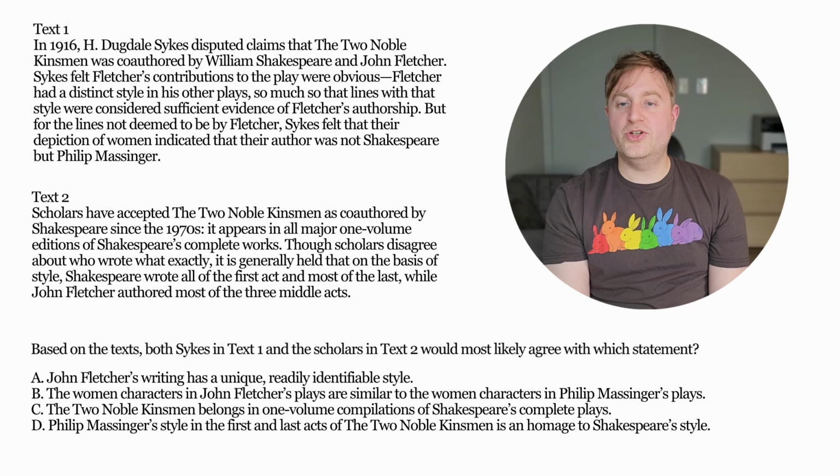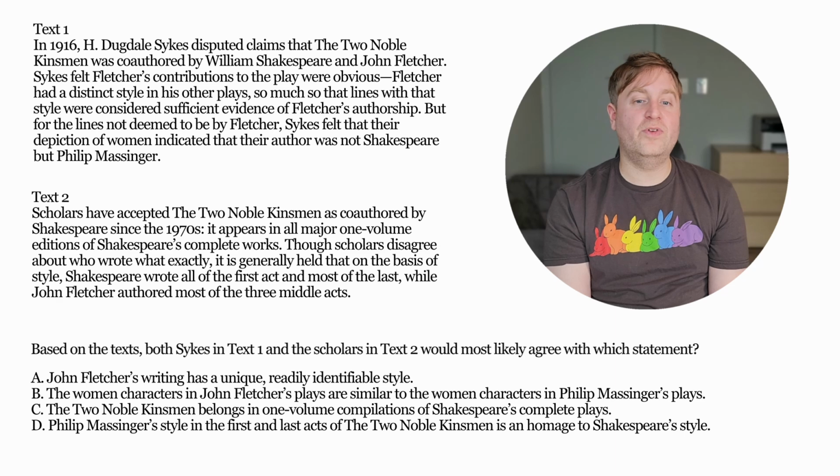Scholars have accepted The Two Noble Kinsmen as co-authored by Shakespeare since the 1970s. It appears in all major one-volume editions of Shakespeare's complete works. Though scholars disagree about who wrote what exactly, it is generally held on the basis of style that Shakespeare wrote all of the first act and most of the last, while John Fletcher authored most of the 3 middle acts.